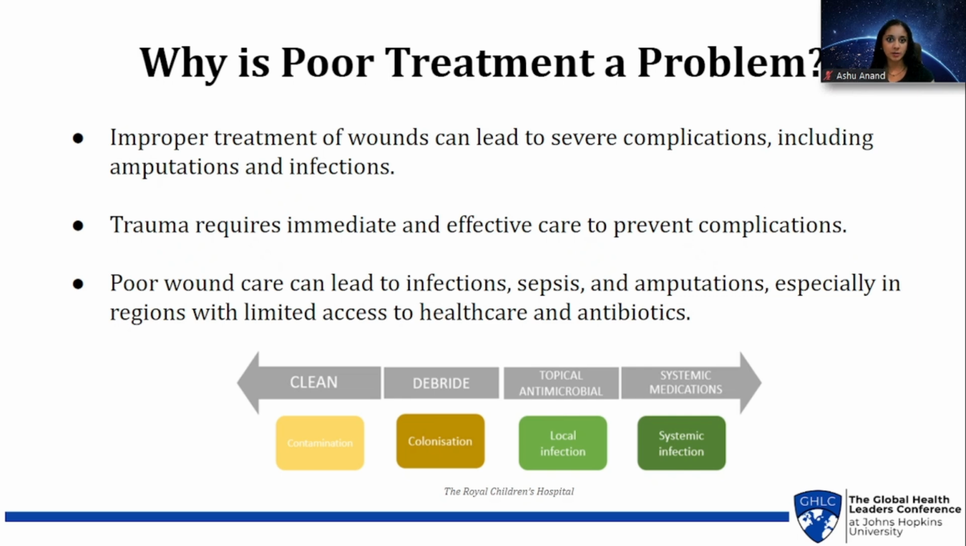So why is poor treatment a problem, particularly in developing nations? Especially when it comes to chronic wounds, that trauma requires immediate and effective care. And in rural areas or areas where that treatment isn't available, the improper treatment can lead to these complications, including those amputations and infections. A big one, for example, is contamination of that wound site, which is the leading cause of infections.